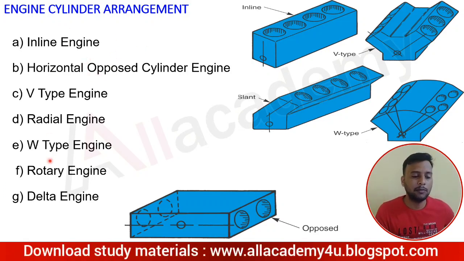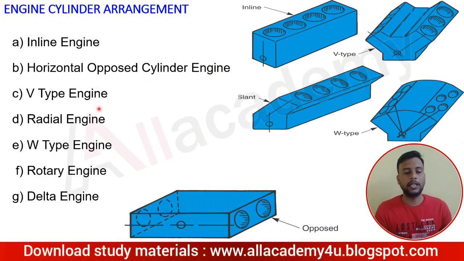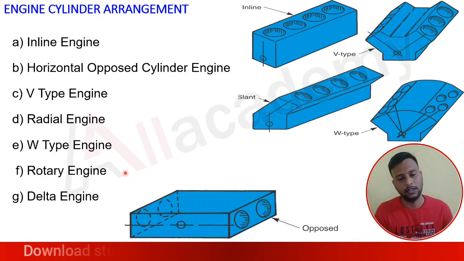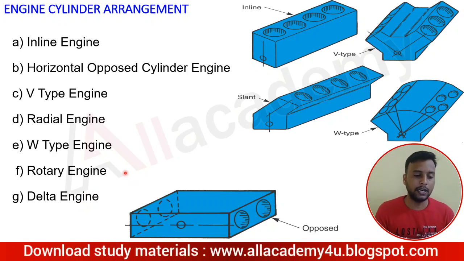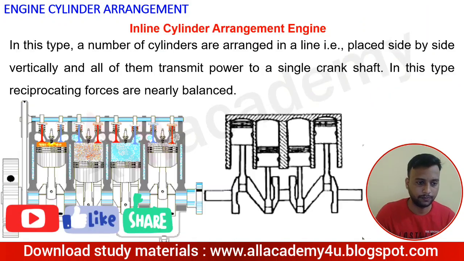Now here are some of the common arrangements that we see in engine cylinder arrangements. One is an inline engine, then horizontally opposed engine, V-type engine, radial engine, W-type engine, rotary engine, and delta engine. These are the commonly used engines that we see in engine cylinder arrangements. Here are some figures, but we are going to study them in detail one by one now.